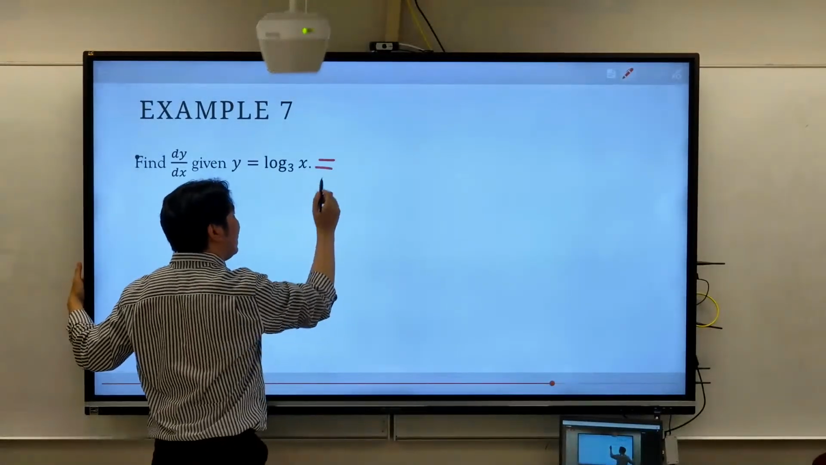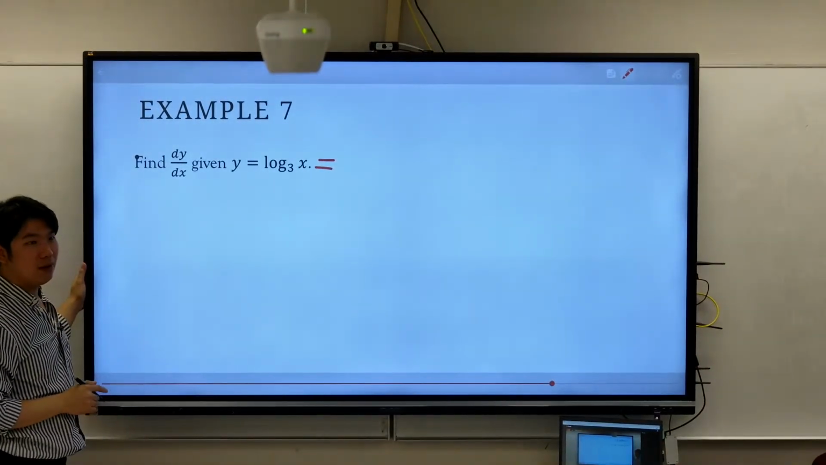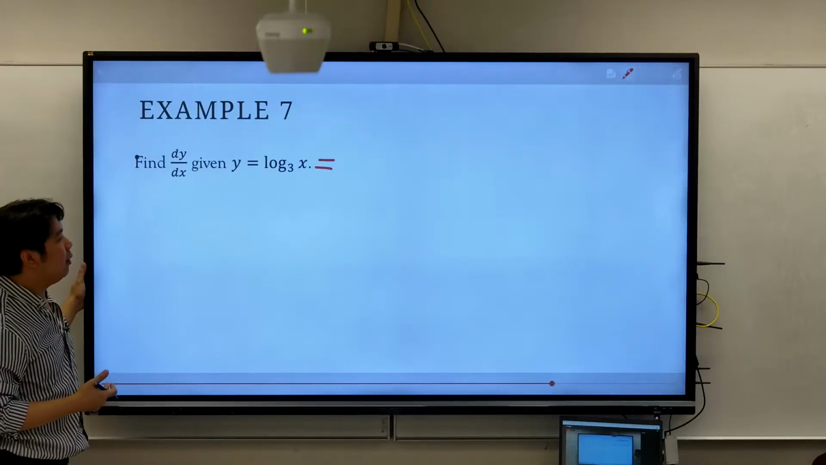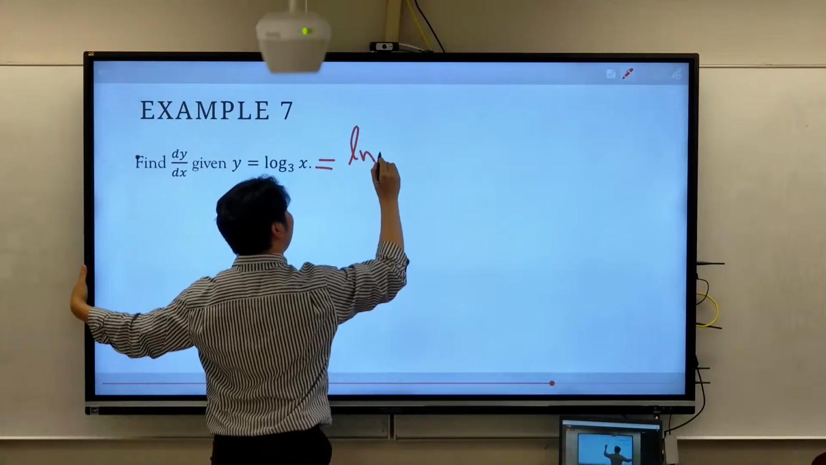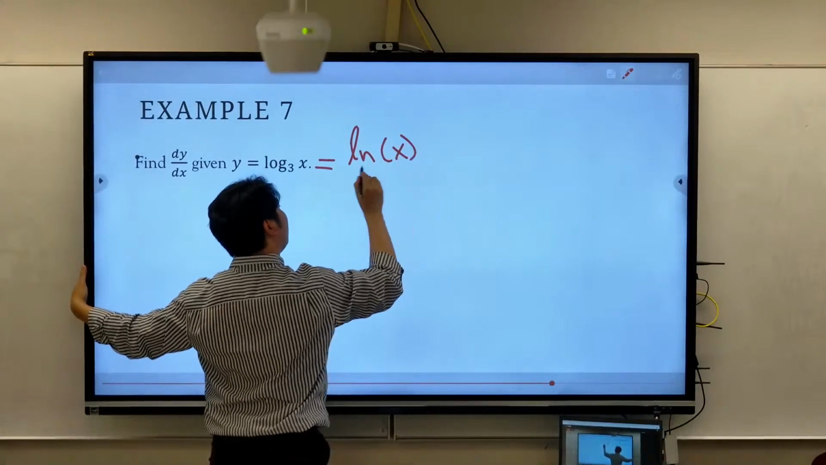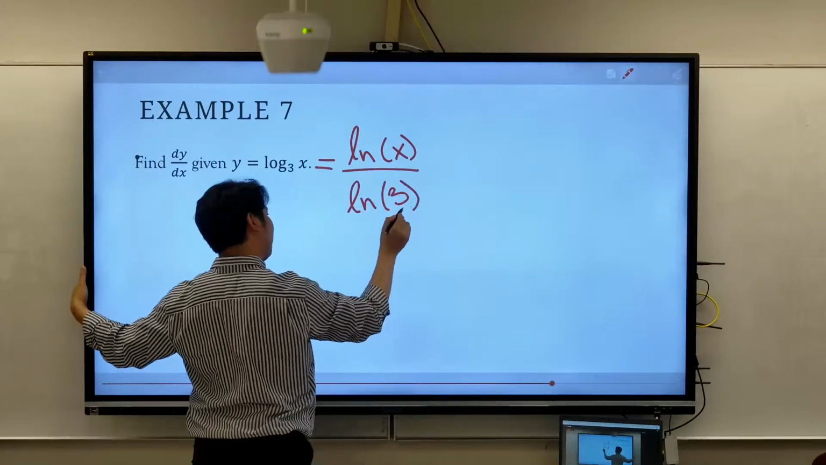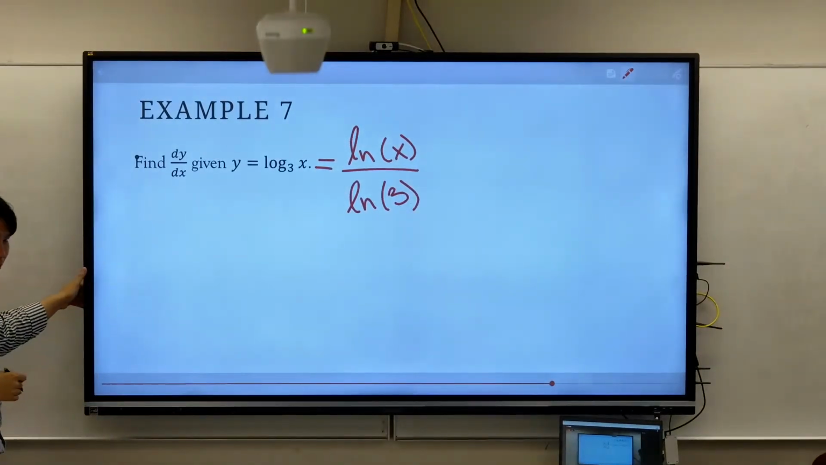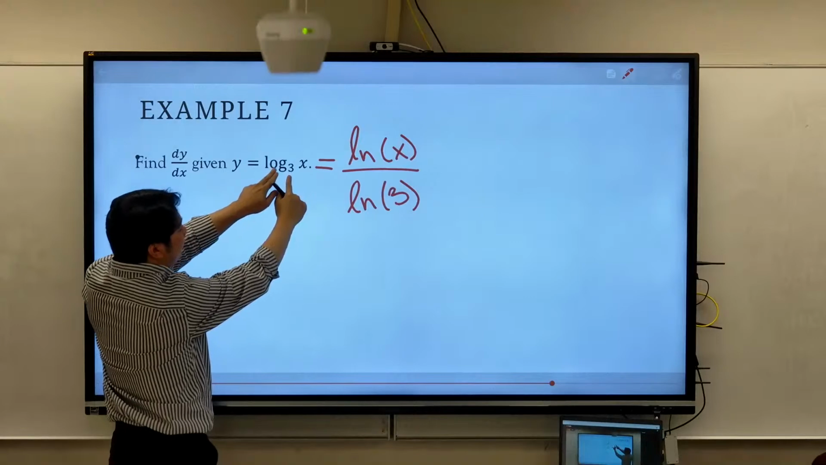Before I even take the derivative, one thing I could do here is change this log base 3 of x into the natural log of x over the natural log of 3. Again, this is my change of base formula. Basically, natural log of what was here and then natural log of the other value.